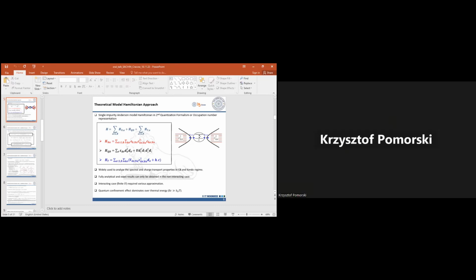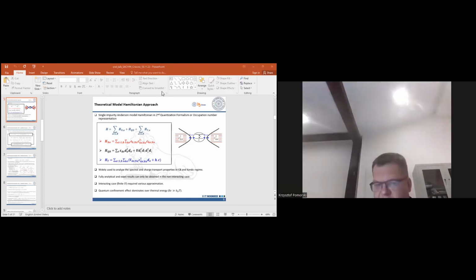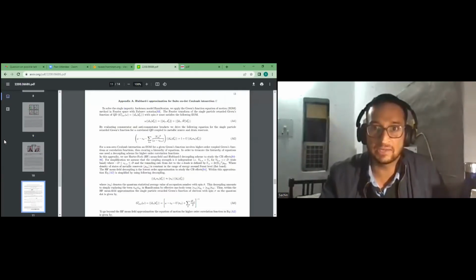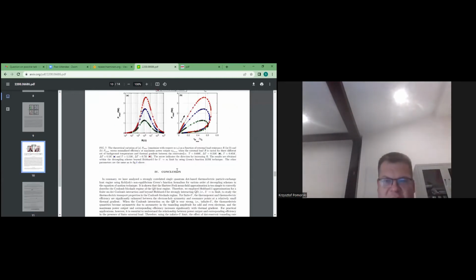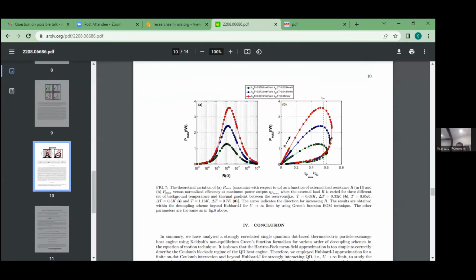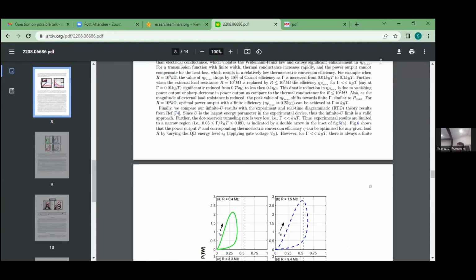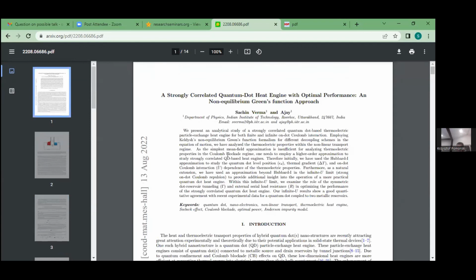Can we come back to the explanation of this paper? Can you see that PDF? Can you go to the very beginning, just to explain to us the main assumptions of this approach? Your explanations were a bit too quick, so can you be more elaborate on the approximations made by you? Okay, this is the paper, strongly correlated systems of quantum dot heat engines. Can you see this paper?